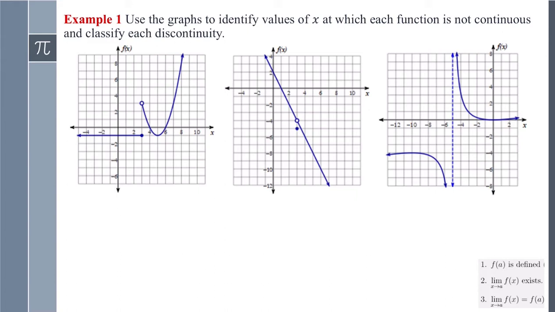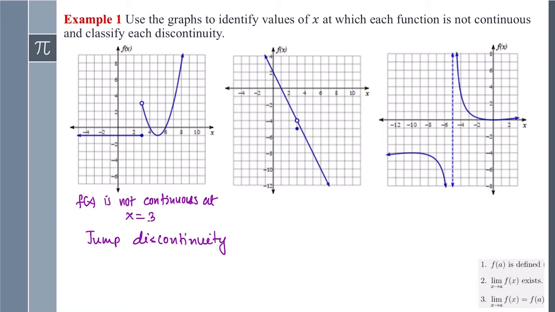So f of x is not continuous at x equals 3. And the type of discontinuity here is called jump discontinuity, which means the function jumps. So the function goes here, and then from here the function jumps up to a value of 3. So that's why it's called a jump discontinuity.